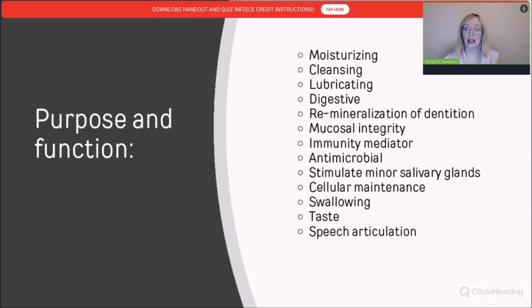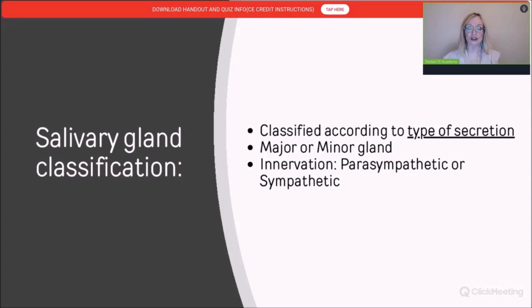Mucosal integrity, immunity mediator, antimicrobial. The large glands, the major glands, stimulate the minor salivary glands. So if the major glands are affected, eventually the minor salivary glands may be affected as well. Cellular maintenance, swallowing, taste, and speech articulation.